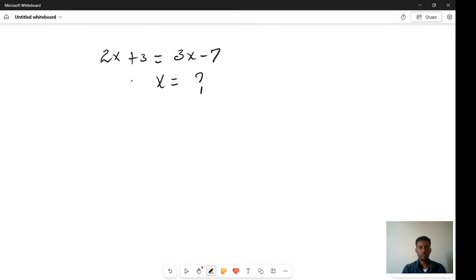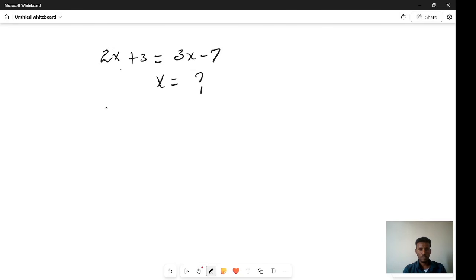Today I'm gonna show you how to solve such kinds of algebra problems. So let's solve the problem 2x plus 3 is equal to 3x minus 7. What is the value of x if 2x plus 3 is equal to 3x minus 7? So here we are going to solve for the value of x. We can solve this algebra by this method.